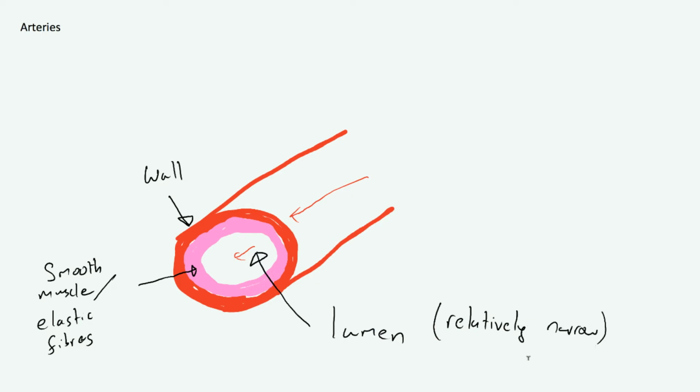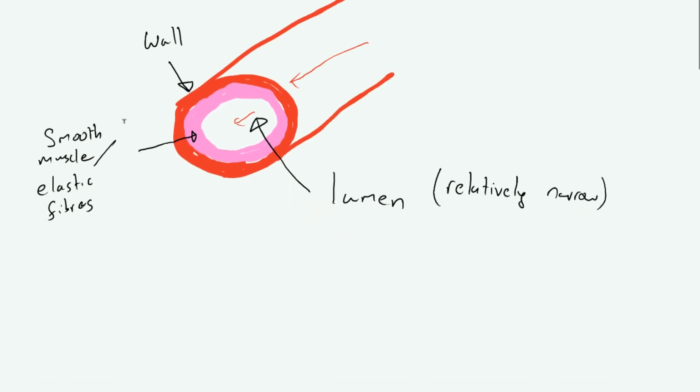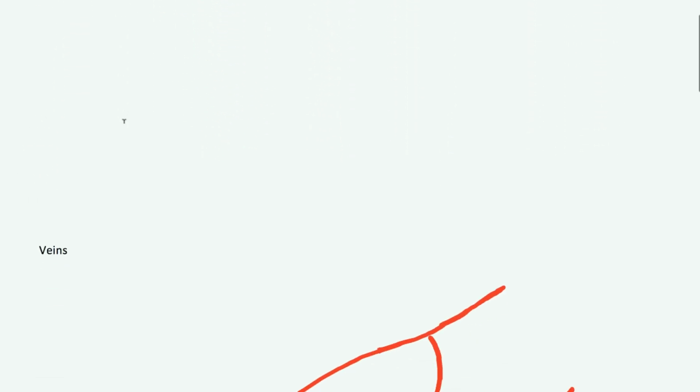There's a good reason for that, because it allows the blood to stay at a high pressure. If you had a really wide lumen, that increases the volume, and if you increase the volume, you're going to decrease the pressure that the blood is at. And so this allows the blood to maintain a high pressure, which allows it to be pumped to basically the rest of your body.